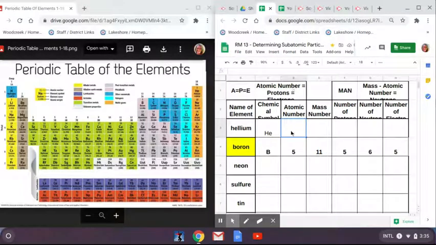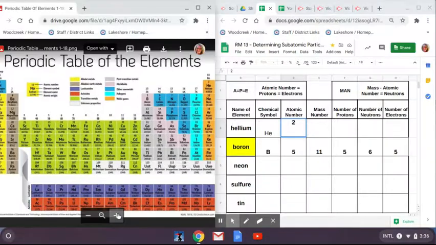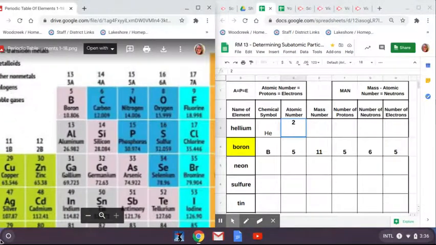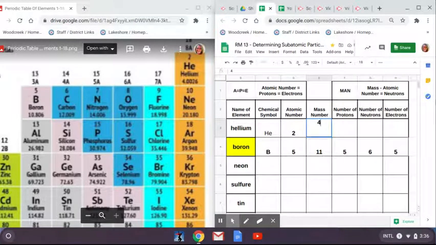Its atomic number is 2. Its mass number, let me zoom in, 4. There's no need to round, it's 4.0. So that means that helium has 2 protons and 2 electrons. And then you're going to subtract your mass number and your atomic number. 4 minus 2 equals 2 neutrons.